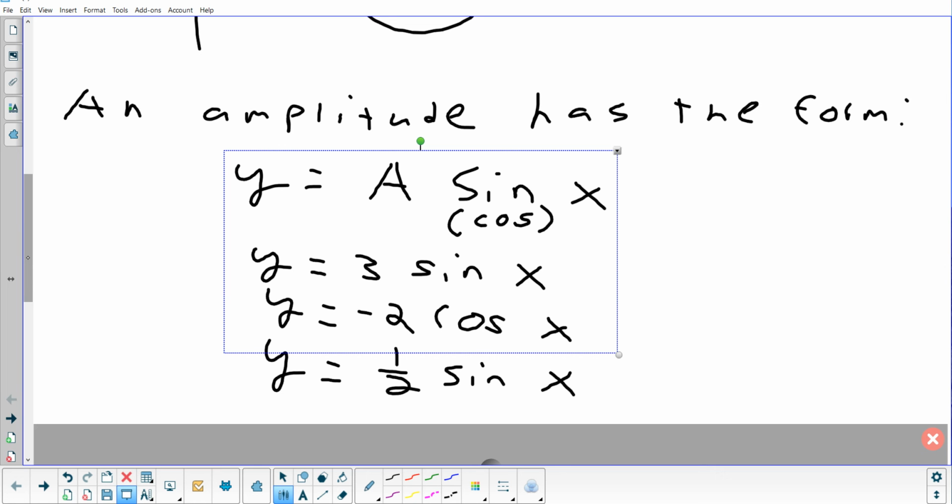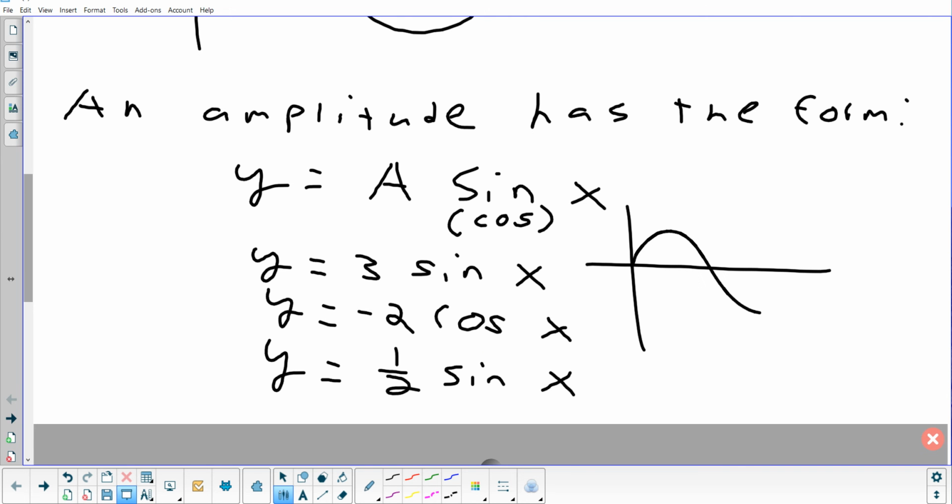Some of these examples up here would cause the graph to stretch, get taller. Some of them would cause it to get compressed or get shorter. Anybody have a guess what that negative would do? Whenever you have a negative, it does one extra thing to the graph. Doesn't it flip it? Yep, a negative will cause it to flip. So if you had something like this, and you just put a negative in front of that, it would look like this. It would flip it.